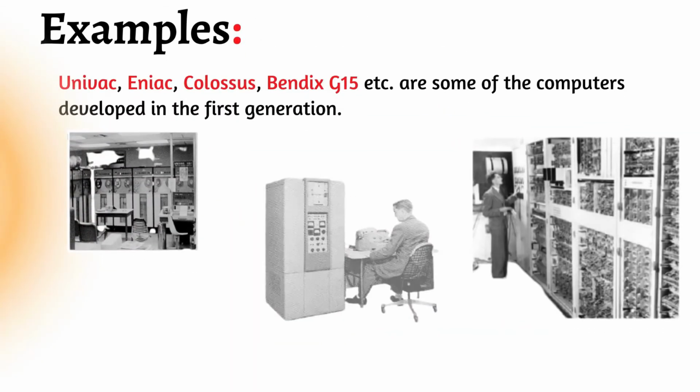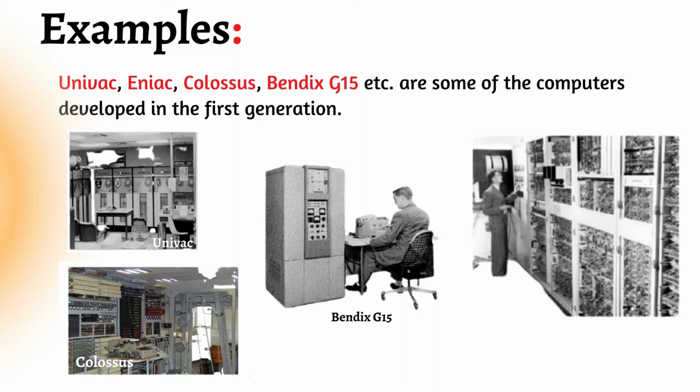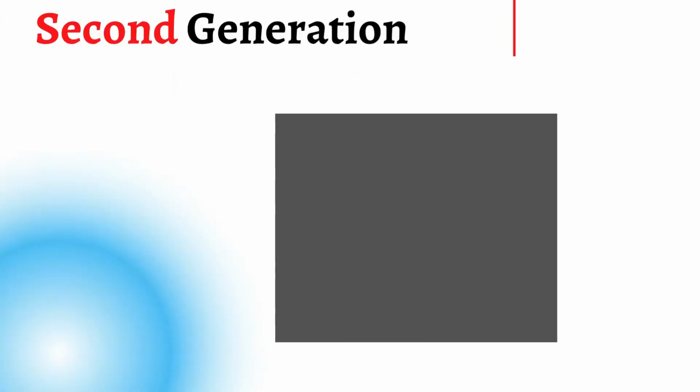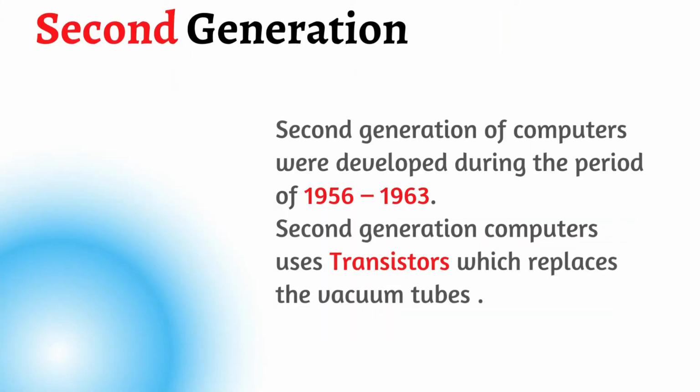Examples: Univac, ENIAC, Colossus, Bendix G15 etc. are some of the computers developed in the first generation. Second generation. Second generation of computers were developed during the period of 1956 to 1963. Second generation computers uses transistors, which replaces the vacuum tubes.